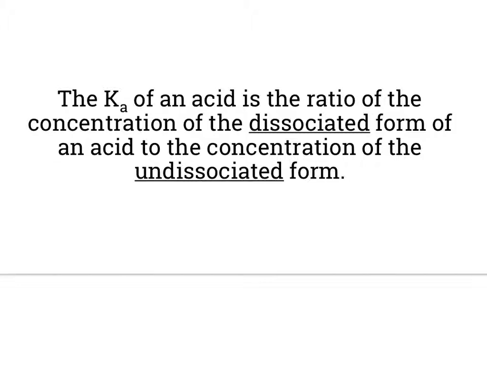The Ka of an acid is the ratio of the concentration of the dissociated form of an acid to the concentration of the undissociated form. It basically gives you an actual reference point of how much of this acid will actually dissociate. The higher the Ka, the more it will dissociate, which is why we say the stronger the acid. The lower it gets, the more undissociated it will stay.